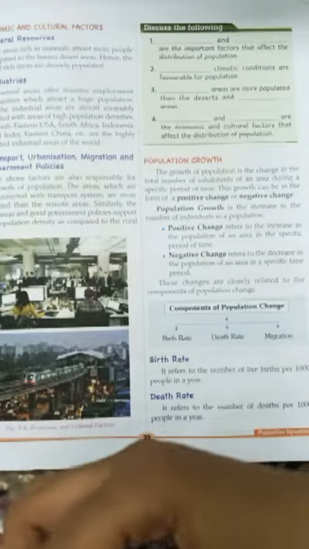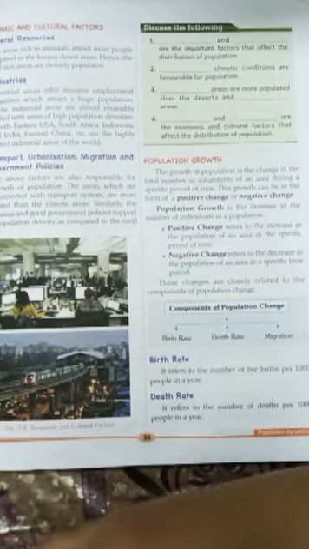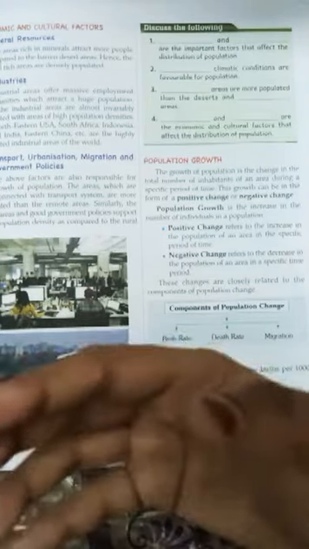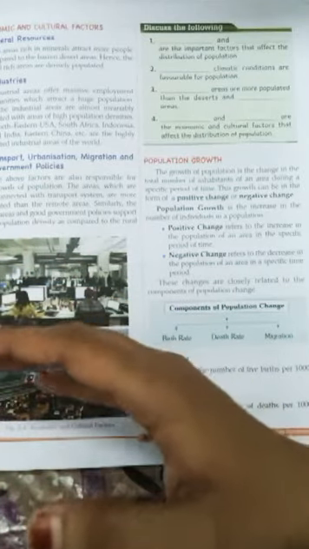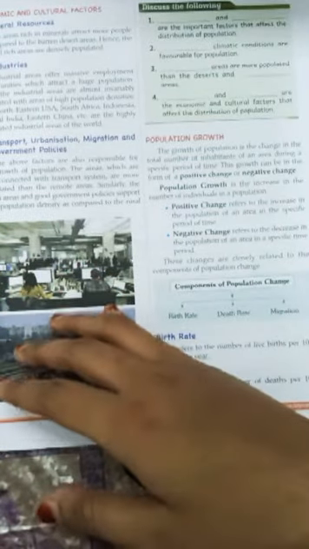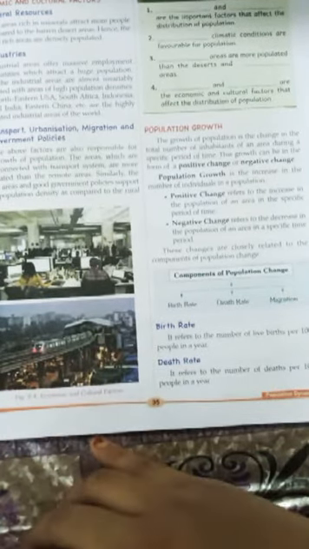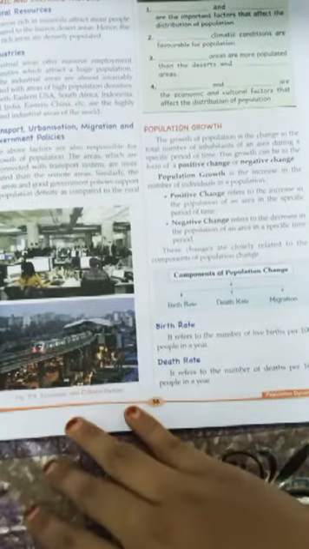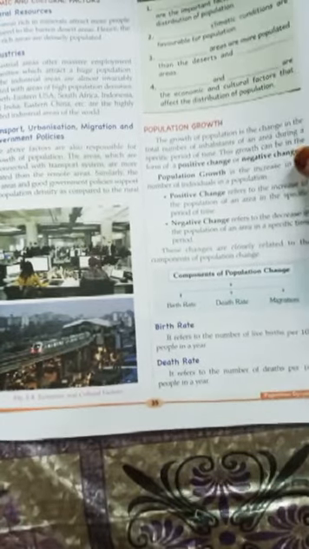Birth rate refers to the number of live births per 1000 people in a year. It means how many children are being born. If more children are born, then automatically the population will increase, or if fewer children are born, then the population will not increase as much. Death rate refers to the number of deaths per 1000 people in a year. It means how many people are dying. If it increases, then the population will decrease. As more people die, the population will decrease.